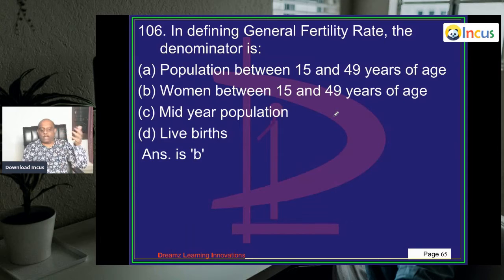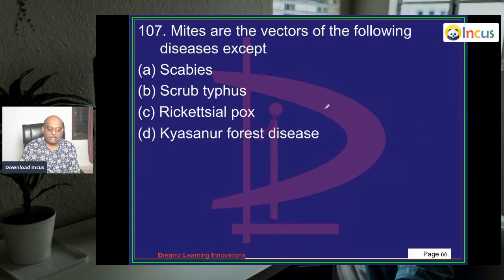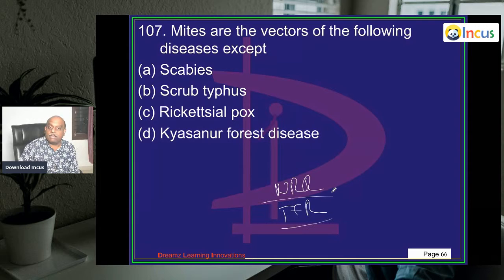So, doctor, general fertility rate, how do you define? Typically, the denominator has women 15 to 49 years of age in the denominator is what you need to remember. The other day we have studied how you calculate net reproduction rate, total fertility rate, and everything, all formulas we did the revision.